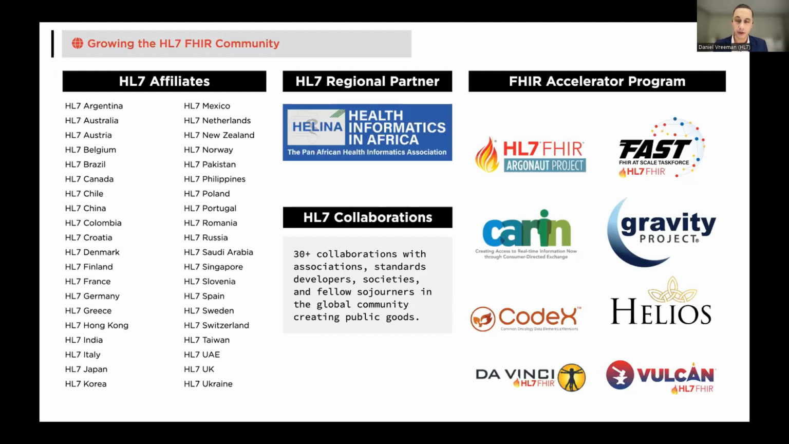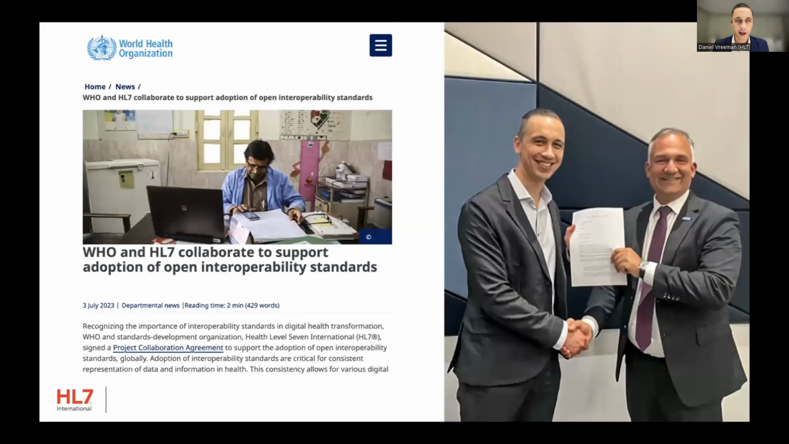The Codex project has focused on representing common data elements in oncology and now cardiology and genomics as well. Helios has focused on public health use cases such as sharing immunization data and so forth. The Da Vinci project has focused on the exchange between clinical providers and payers. And Vulcan is really focused on developing FHIR-based specifications in the realm of clinical research.